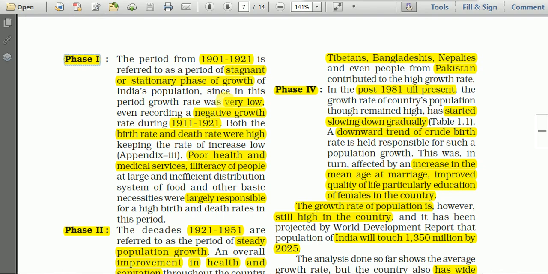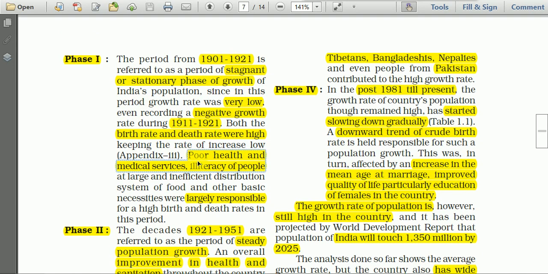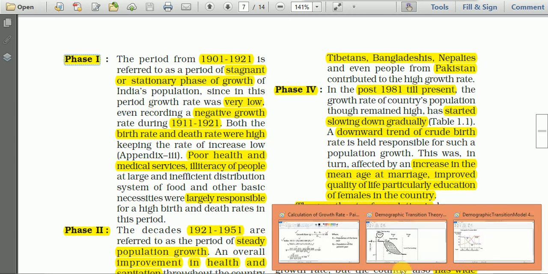So here, as mentioned, both the birth rate and the death rate were high, keeping the rate of increase low. So the high birth rate is compensated, cancelled by the high death rate. So why was there a high death rate? There was high death rate due to poor health and medical services. Why was there high birth rate? Because there was illiteracy of people, and there was a poor public distribution system, and the society was agrarian and illiterate. That is why we can compare the phase 1 of population growth in India with the stage 1 of the demographic transition theory model.